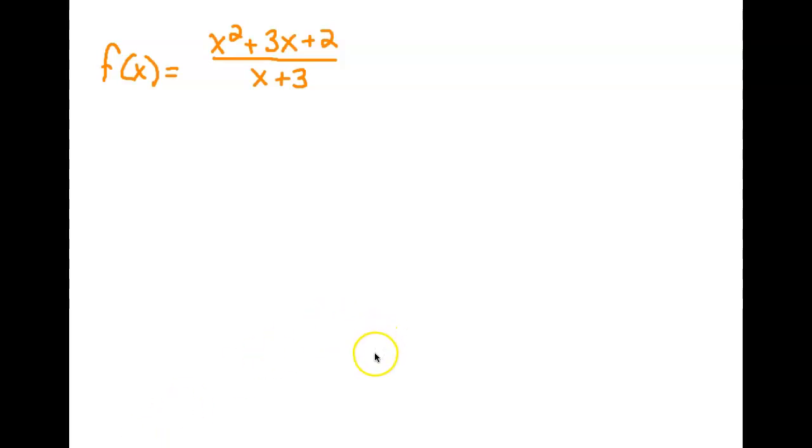Alrighty guys, we're going to go over this problem on analyzing behavior around a vertical asymptote.